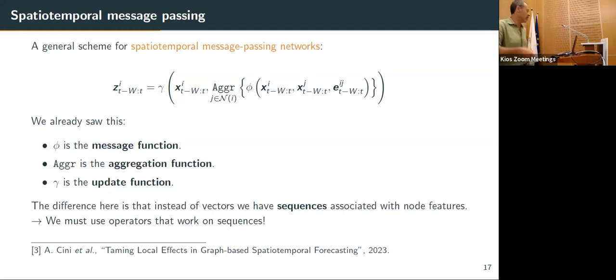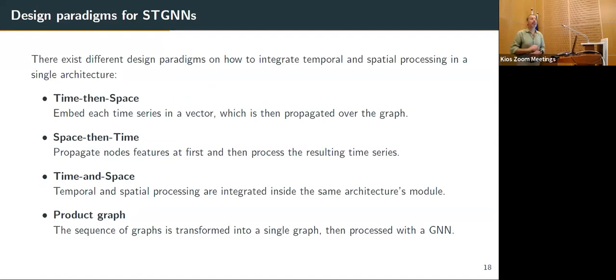So now we go into these details. Again, this phi is the message function, aggregate is the aggregation function, gamma is the update function, and we need to pay attention to the fact that time is infinite, but conceptually nothing changed. Okay?